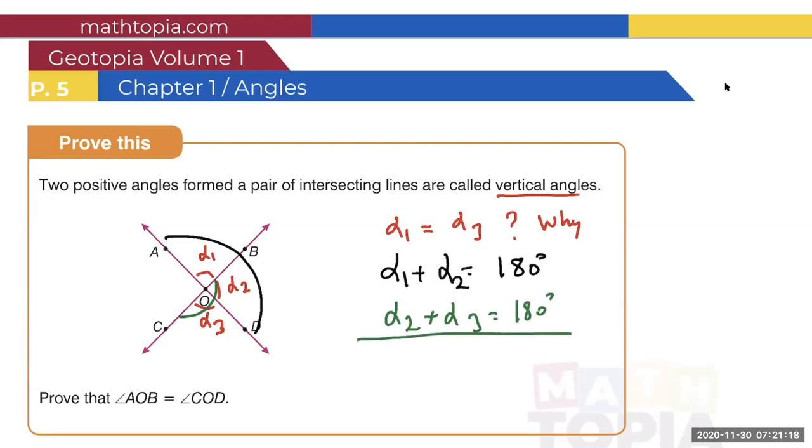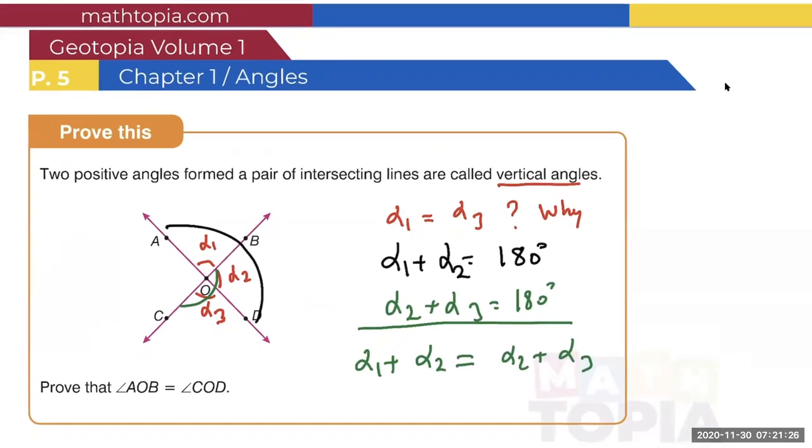Then can we say that alpha 1 plus alpha 2 equals alpha 2 plus alpha 3? Do you see any conclusion from here? Yes, you could cancel out the alpha 2 from each side, and then you get alpha 1 is equal to alpha 3. Which is QED. That's the required proof, right? So alpha 1 and alpha 3 are vertical angles and they are equal to each other.